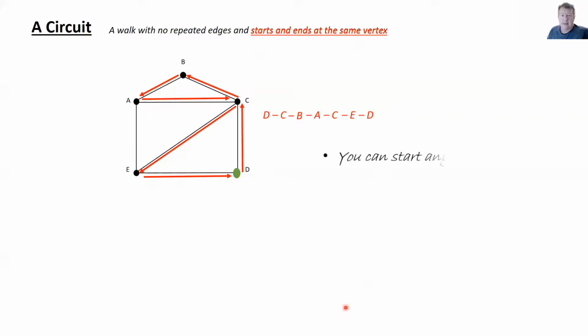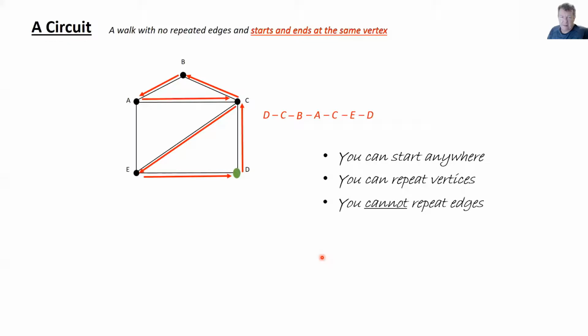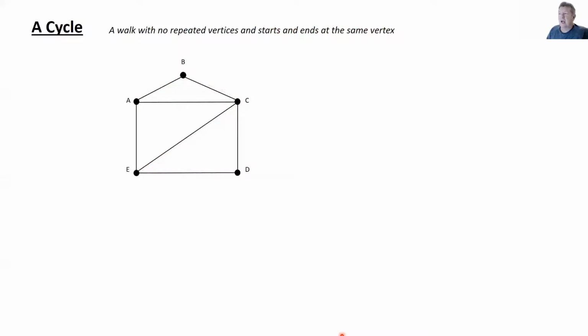All right, looking down below us, we can start anywhere, same thing. We can repeat vertices, we can't repeat edges, and we have to finish off back where we started. All right, got that one? Awesome. Next, a cycle. You've heard all these names before, they're on the front slide. There's a few of them. Get them into your bound references. A cycle is a walk with no repeated vertices and starts and ends at the same vertex.